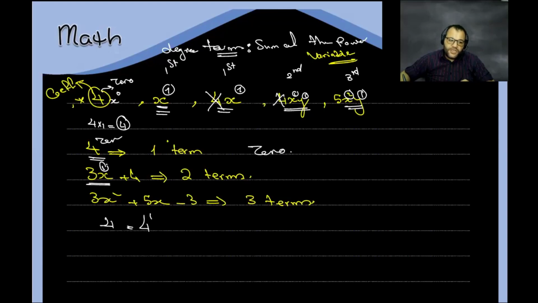What is the degree of this term? It's 0. So 1. Why 1? The highest power, just a 0 power. So the 1 highest times power 0. For the highest power for each term.